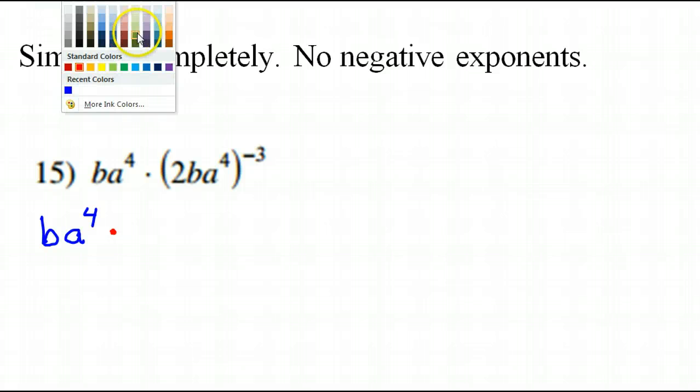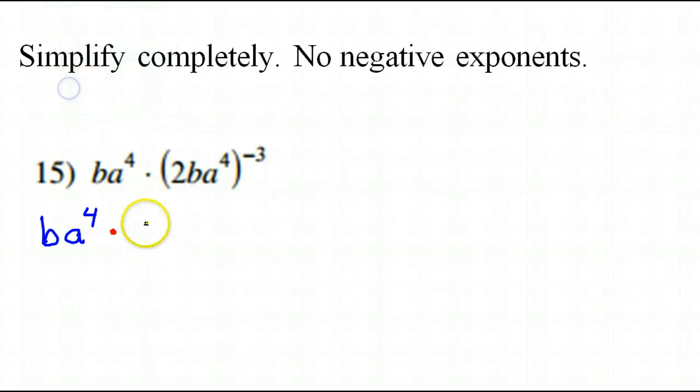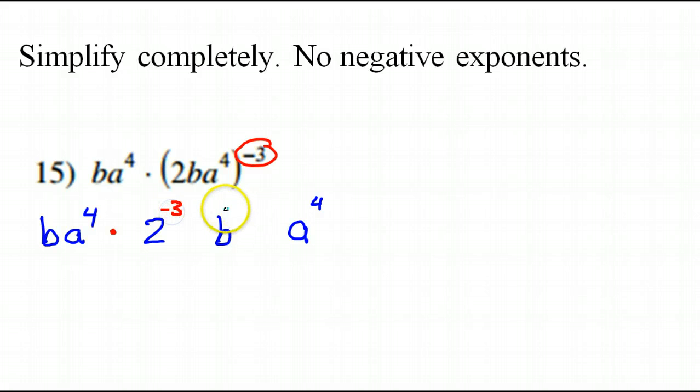Okay, how do I want to do this? Alright, so we've got this 2, and we've got this b, and we've got this a to the fourth power. I want you to see them as three separate things. So now I've got this negative 3 power that has to happen. So I need you to understand that we are going to apply the negative 3 power to all three of these things. Okay?